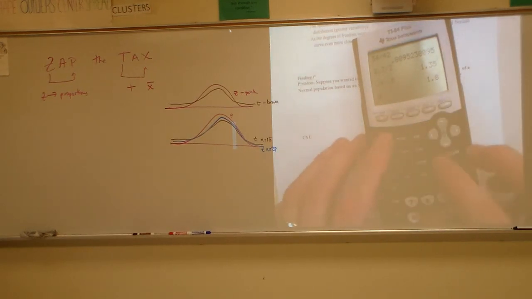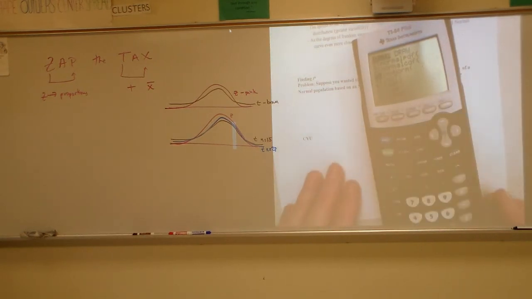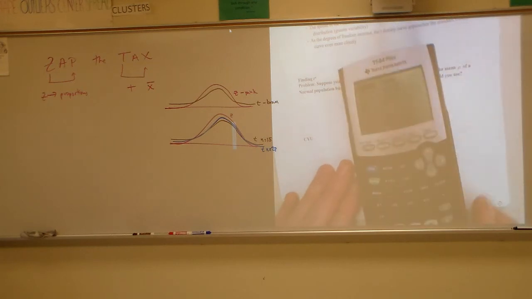So again, we do second distr. Okay, here's your inverse norm, but guess what? We're doing it for t. So we're going to go inverse t. Okay, inverse t.